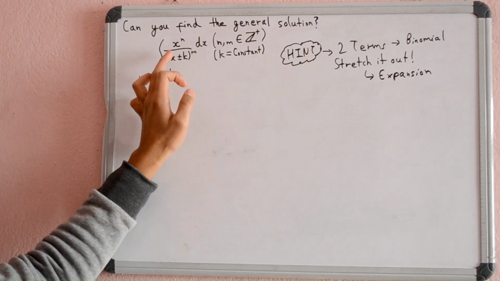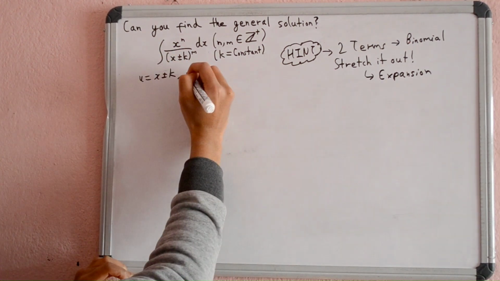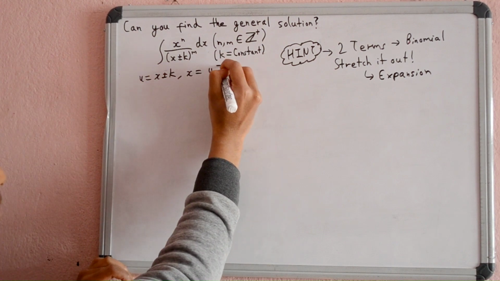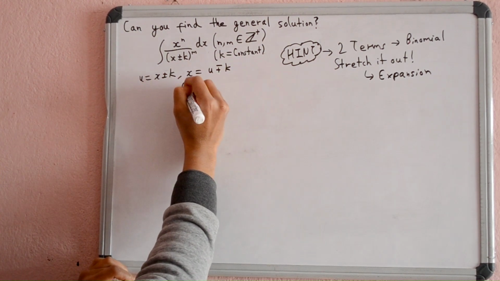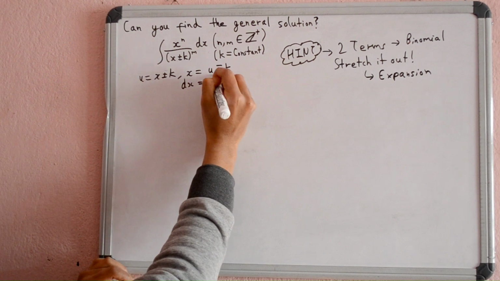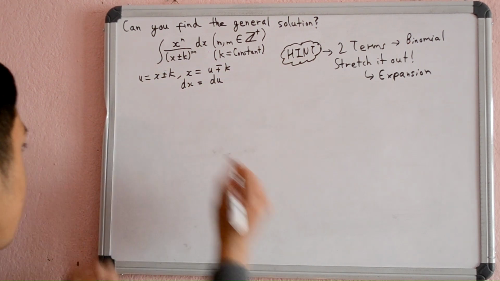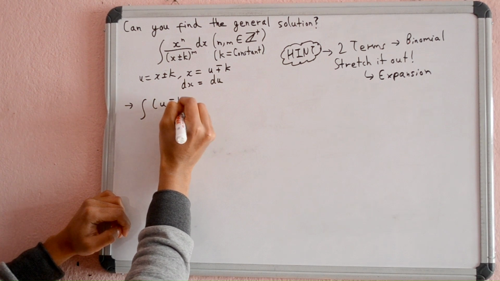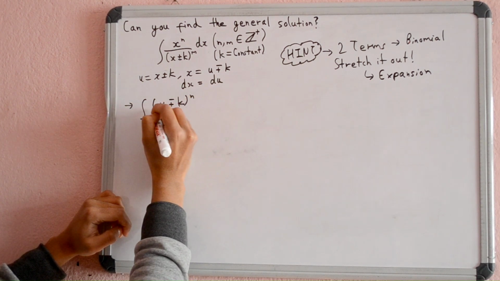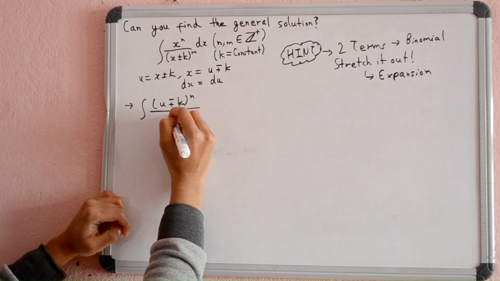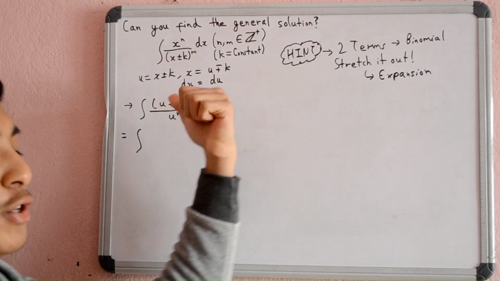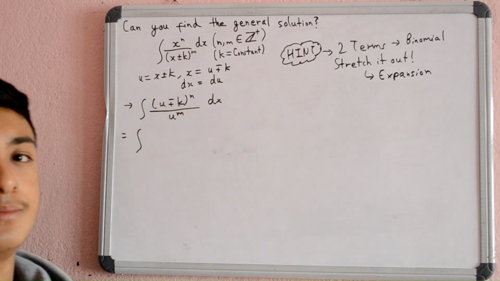Now, we need to find only for x on the numerator. So from here we get x equals u, and when k goes there, it becomes minus plus k. And dx is just du. So this integral becomes u minus plus k, whole to the power n, by u to the power m, du. And now you can expand the numerator using the binomial theorem.